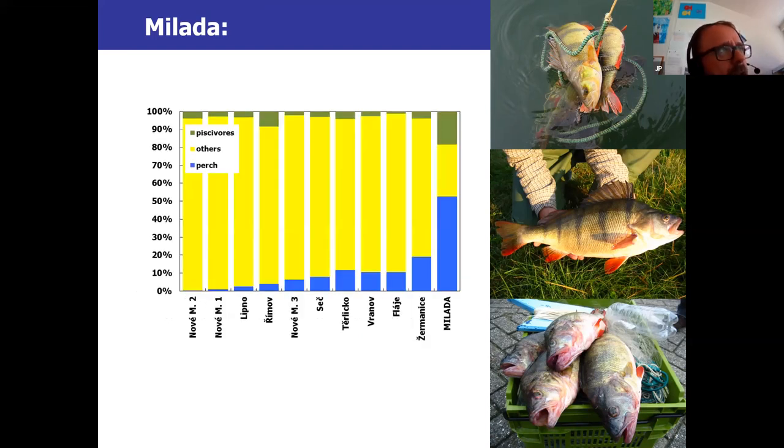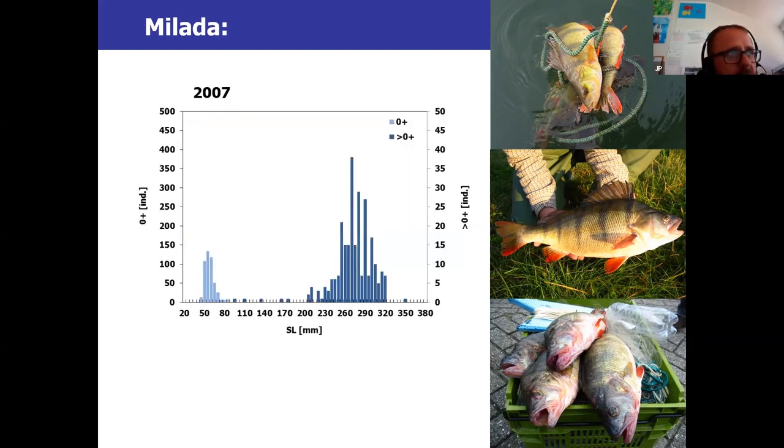A comparison done in 2008, where we compared Milada Lake with other reservoirs in the Czech Republic we have surveyed during 2008, showed that the fish composition in this lake is extremely different from what we have in our reservoirs, but different in a positive way.